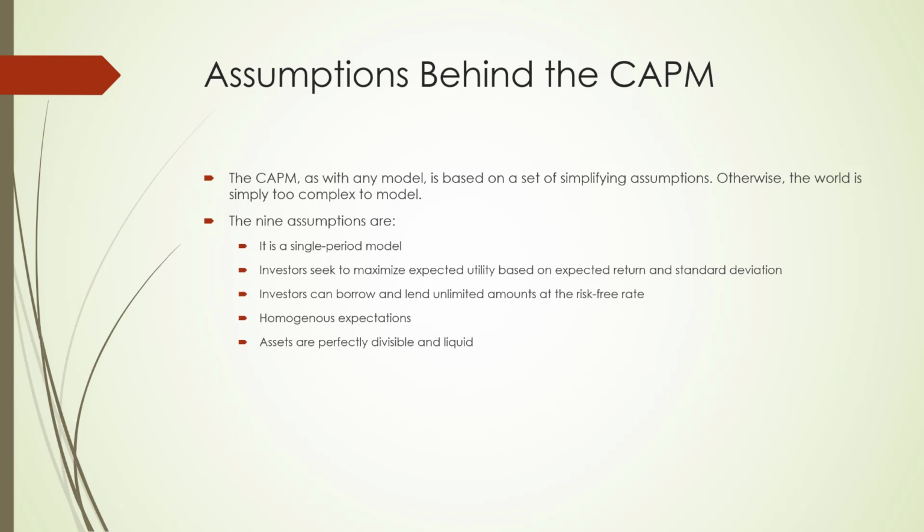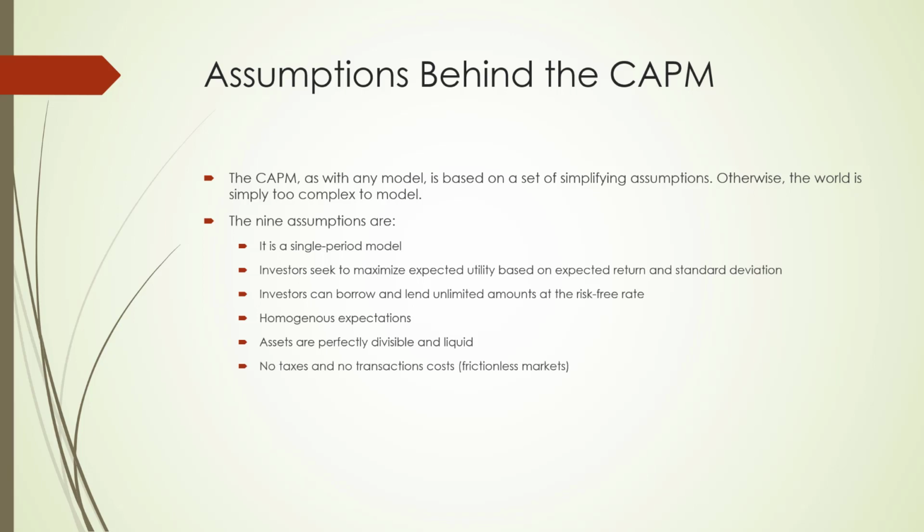Next, we assume that assets are perfectly divisible and liquid. That means that you can own fractional shares of stock. You might own a quarter of a share of IBM, for example. Now, in reality, you can't do that. But we have to make a set of simplifying assumptions. So if assets were not perfectly divisible, then our capital market line and our security market line might not be continuous lines. They might be like dashed lines or something.